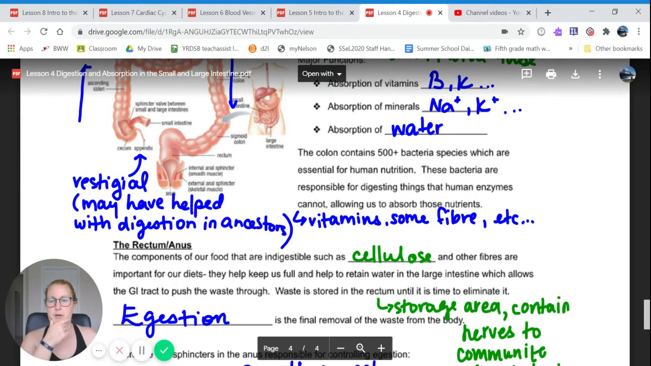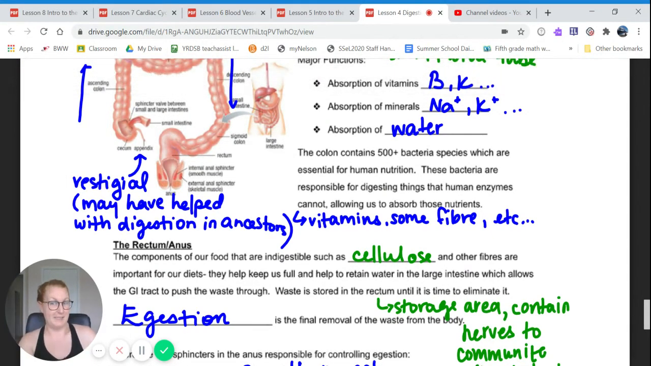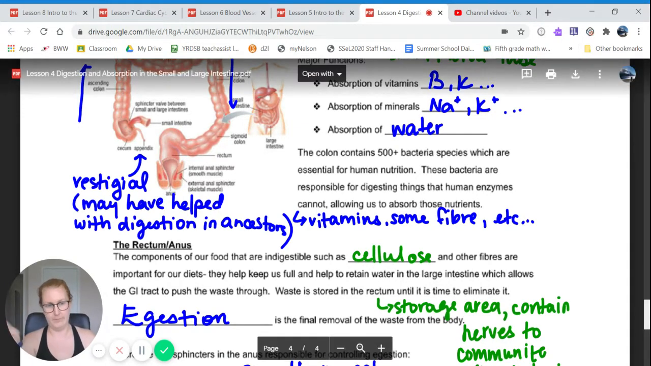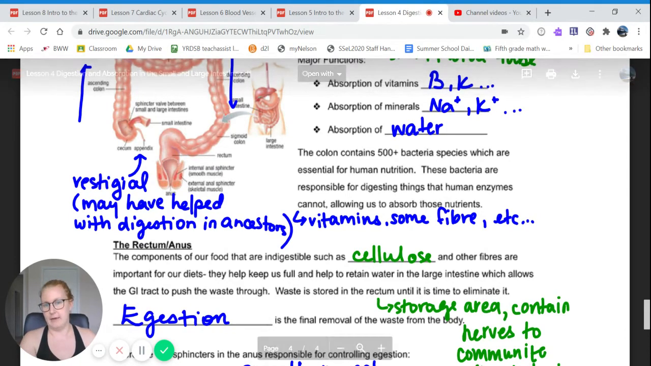Also, just to mention here, you'll see the appendix. It's right at the beginning of the colon, the beginning of the large intestine. And I mentioned previously, this is a vestigial feature. It might have helped with digestion in our ancestors, but currently it has no function that we currently see on Earth at all. And the final section is the rectum and the anus.